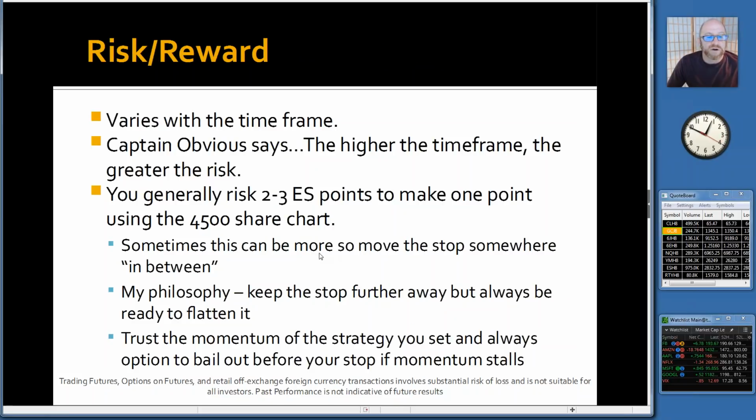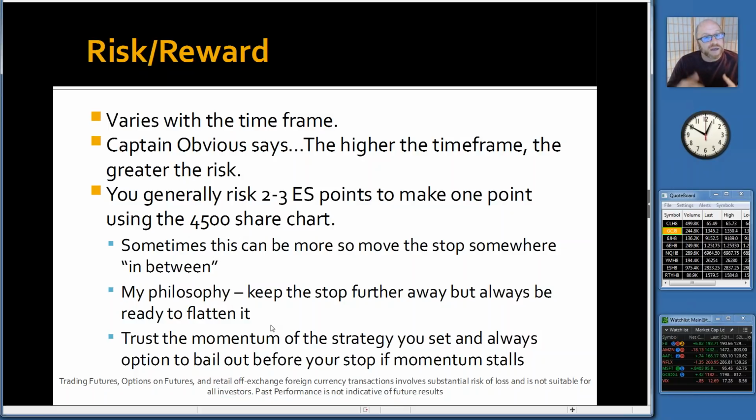All right. So what is the risk reward? A typical question obviously is going to vary with the time frame. A higher time frame is going to have a greater risk. All right. But really the bottom line is you are risking, for instance, on the ES to make 1 point. To make 1 point on ES, you're going to be risking about 2 to 3 ES points. You can't sit in a trade. Well, you can, but you're going to risk only 1 tick to make 1 point. You're not giving yourself a lot of room. So that's typical on the 4,500 share chart or volume-based chart, okay? So somewhere in between is what I recommend, all right?